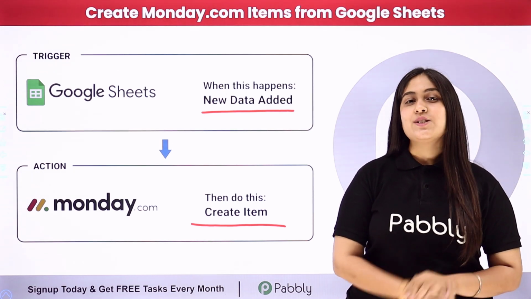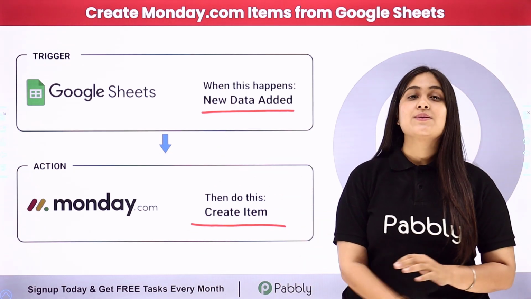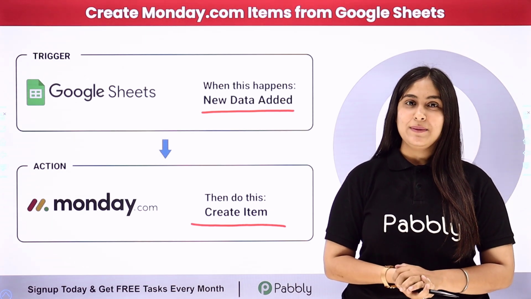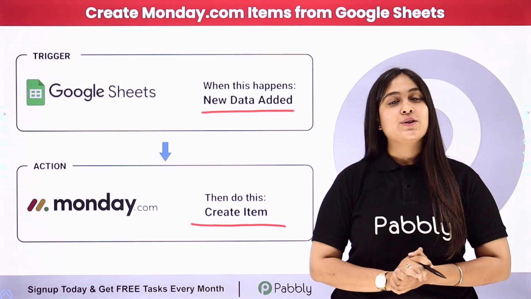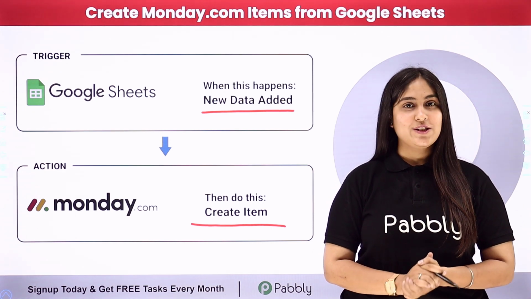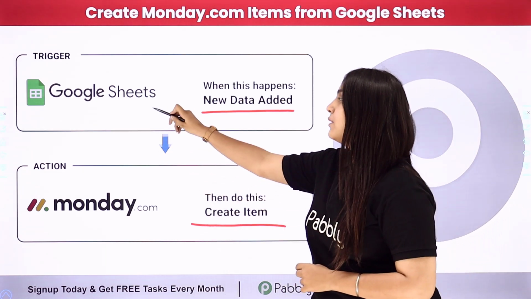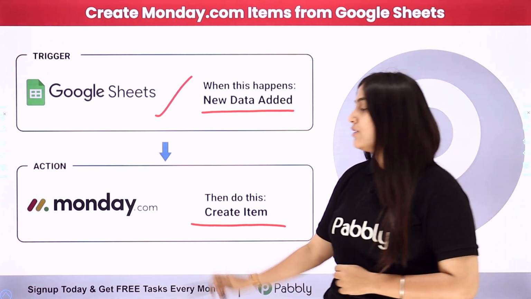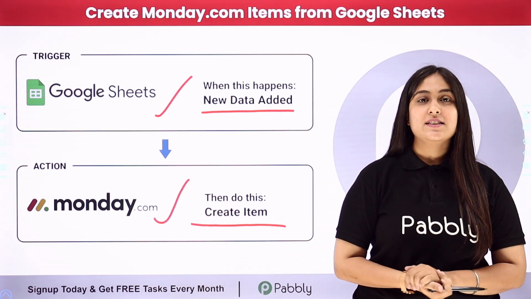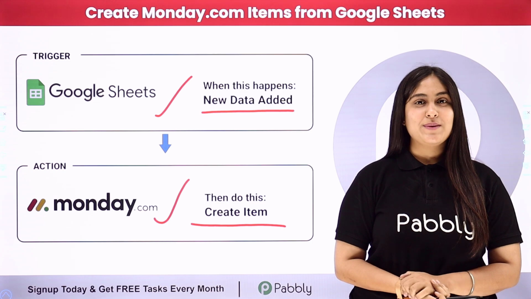So to build this connection, I need to connect these applications using an automation software named Pabbly Connect. Pabbly Connect works on two principles, that are trigger and action. Our trigger application will be Google Sheets and our action application will be monday.com. So to learn this process step by step, let me take you to my screen.